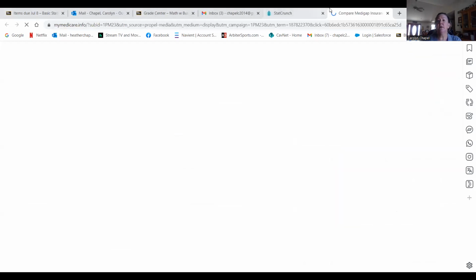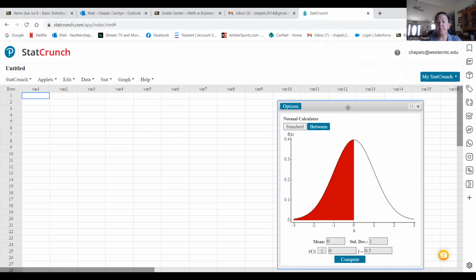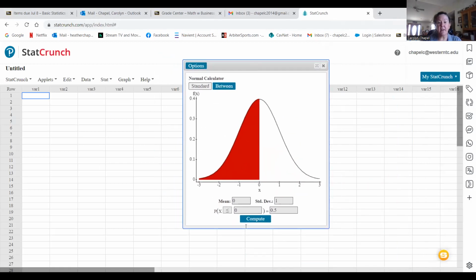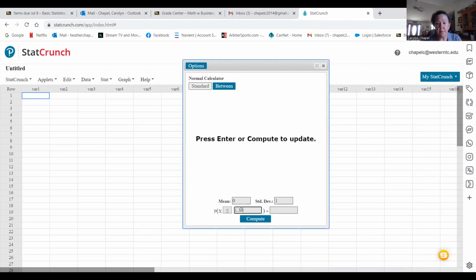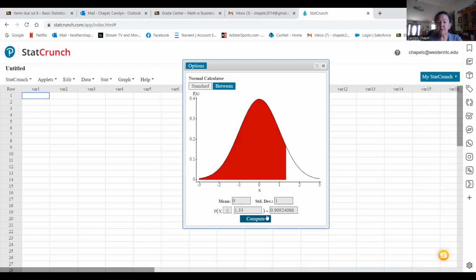And we are doing the standard normal. So we want to make sure to put in our mean of 0, standard deviation of 1. It does draw a beautiful picture here. For that very first problem, we wanted less than or equal to. Again, notice it does not give us the two options of just less than or less than and equal to, because they are the same. But we wanted to do less than 1.33. So I'm going to type in 1.33 and I'll hit my compute.